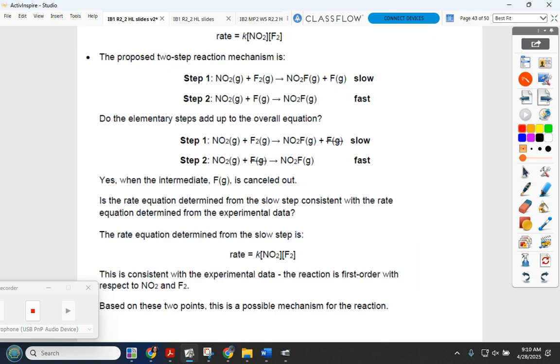So this basically goes through exactly what I just did. So again, we're not saying this is the mechanism. We can't prove that this is the mechanism, but we can say it is possible that this is the mechanism.